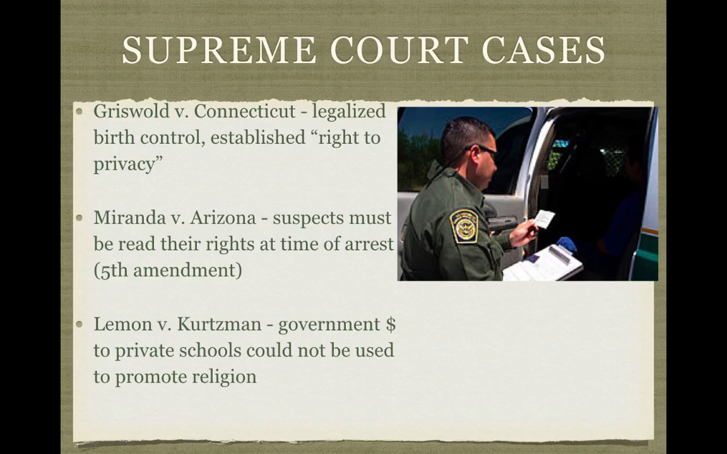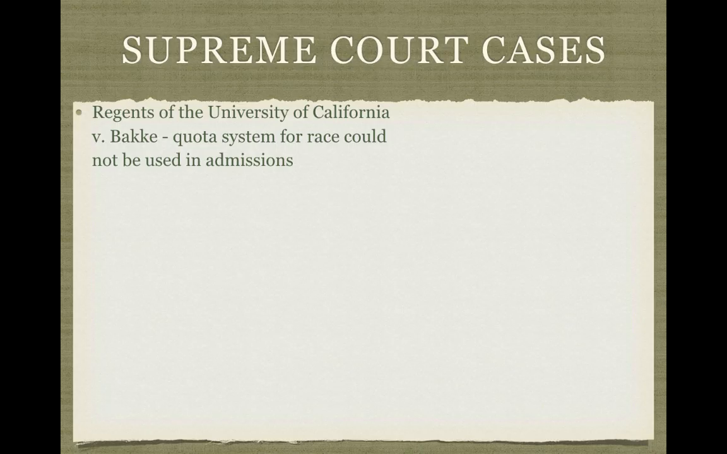In Lemon versus Kurtzman, the Supreme Court ruled that government money to private schools could not be used to promote religion. It could be used to buy things like textbooks. And Roe versus Wade legalized abortion in 1973, and it drew on the right to privacy established in Griswold versus Connecticut. In Regents of the University of California versus Bakke, the Supreme Court ruled that the quota system for race for admissions to college could not be used, but race could be a considering factor. There just could not be a quota system.